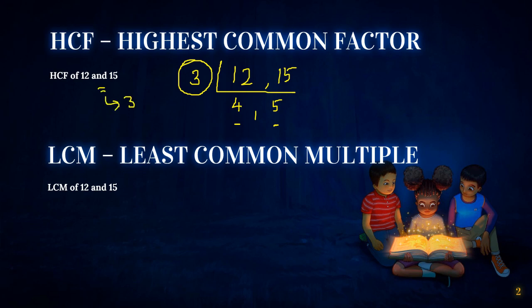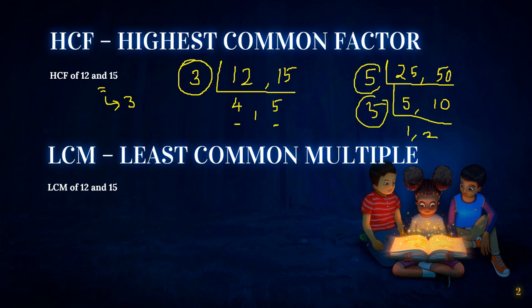Right? We can also take another random example. Let's take 25 and 50. Both are divisible by 5. So I'll take 5, and this will be 5 and 10. Again 5 and 10 are divisible by 5. So I'll take 5. So here it is 1 and 2. So 1 and 2, I'll stop in this place. So the product of these two numbers, that is 5 and 5, is 25. So 25 is the HCF for 25 and 50.